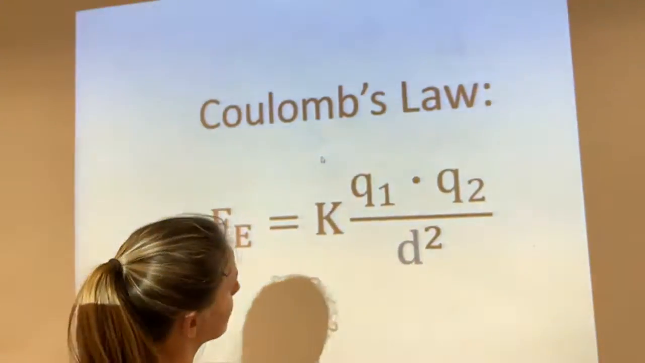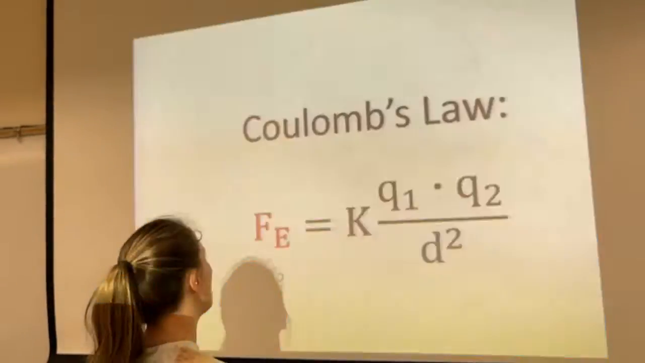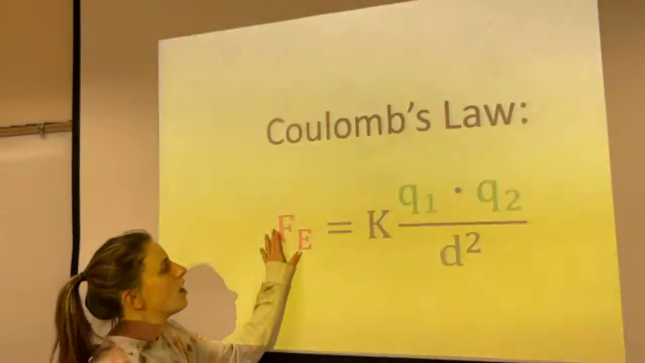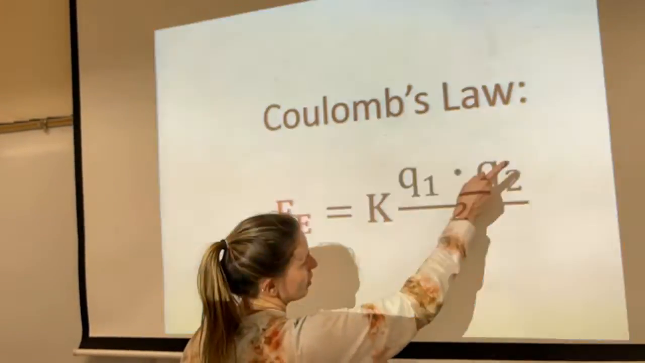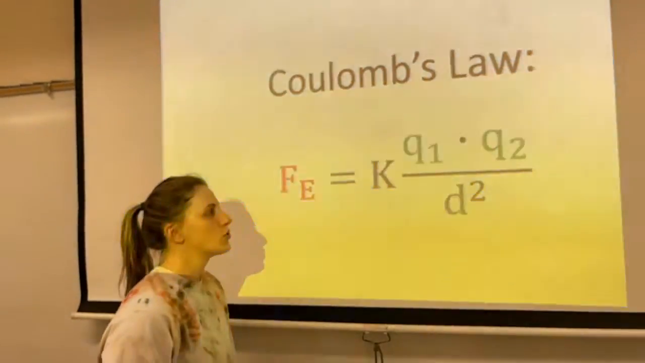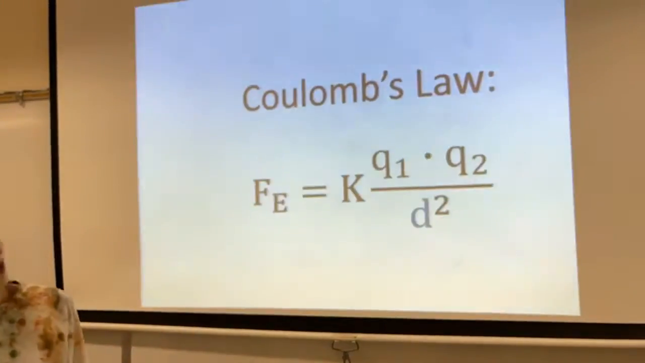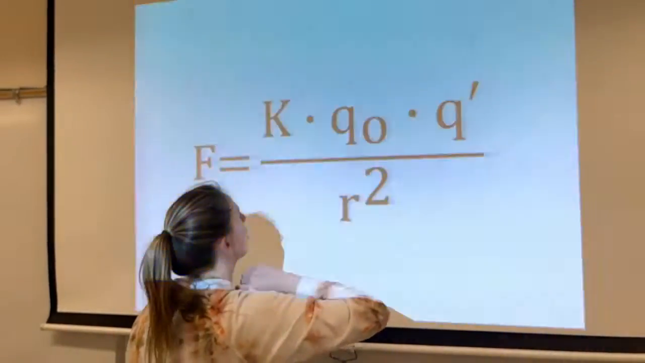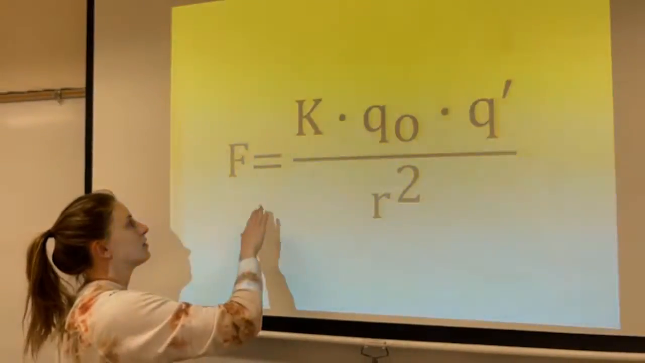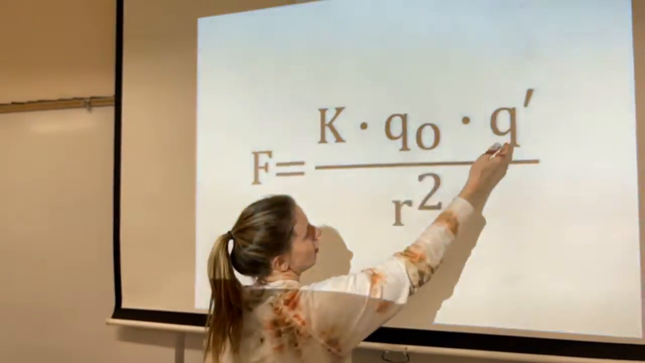Coulomb's law. You guys are familiar with this. This is the generalized Coulomb's law. We've got the electrical force, our constant K, the charge 1 and charge 2, and the distance between them squared. Now, when we are speaking about an originating charge and a test charge inside that field, now is when we get more specific with our variables.